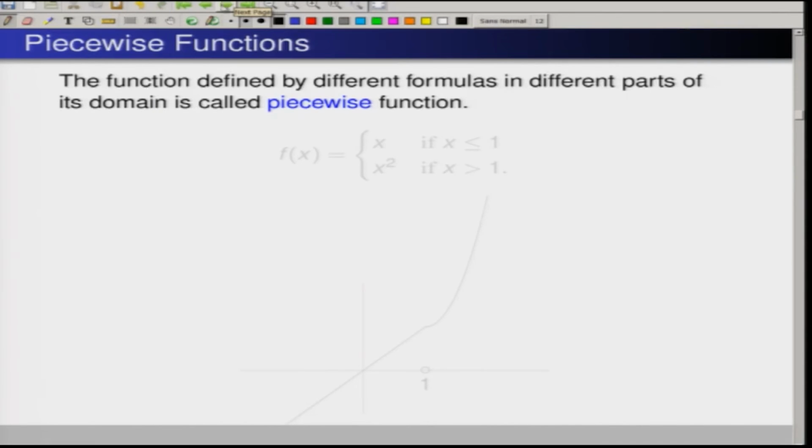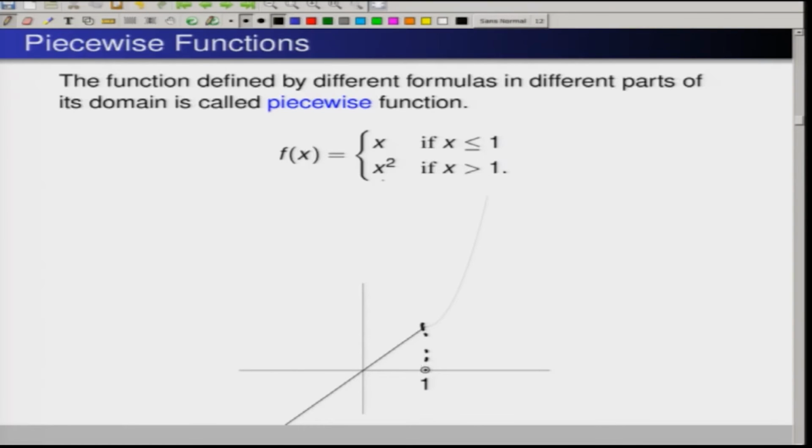For example, look at this: f of x equal to x if x is less than or equal to 1, and f of x equal to x square, it changes its course when x is greater than 1. Now, if I want to see the graph of this function, then up to 1 this is x, which will be a straight line passing through the origin. So, this is going to be f of x equal to x up to this 1.